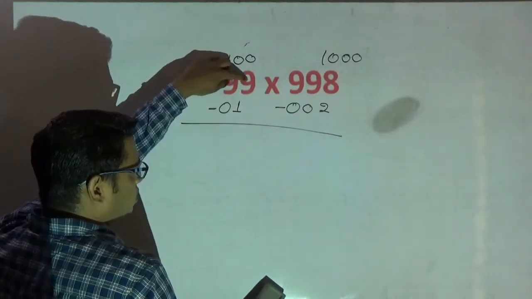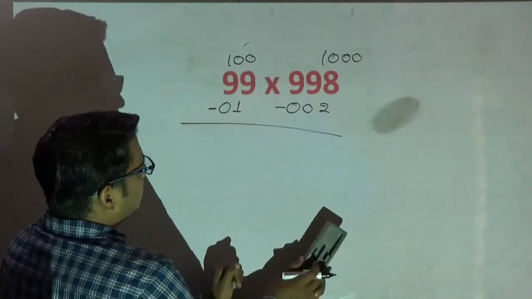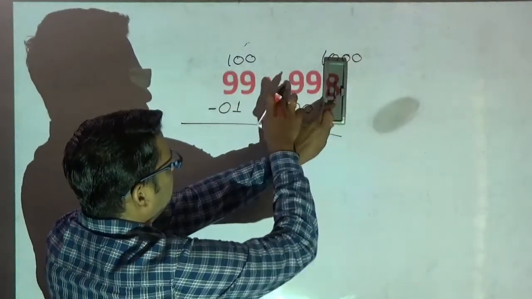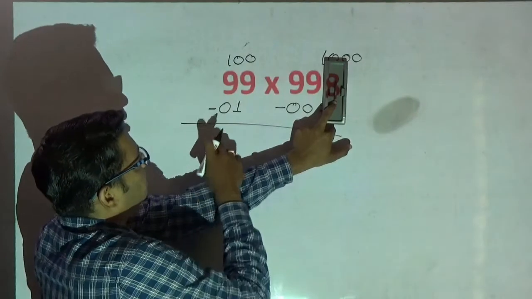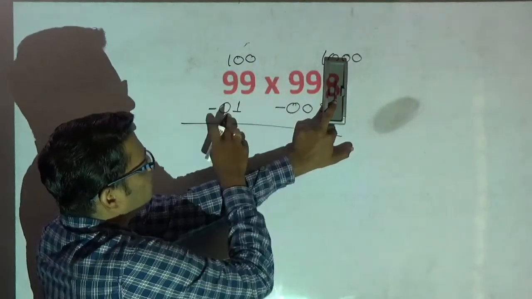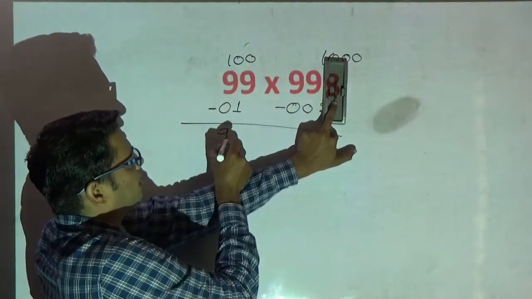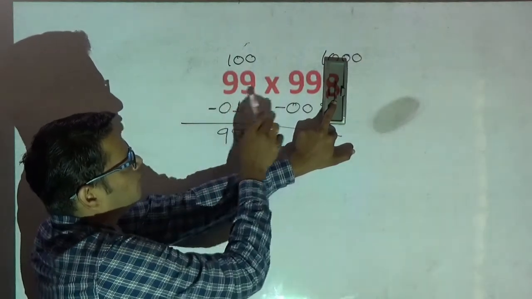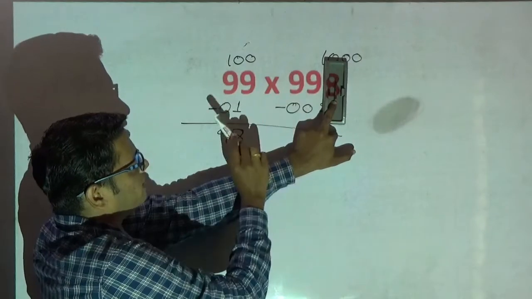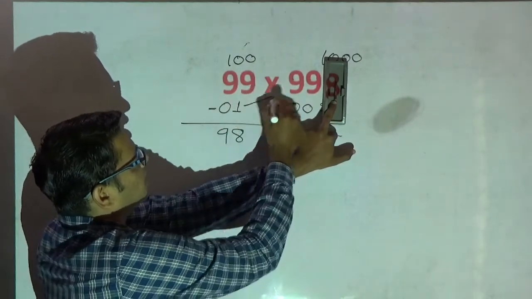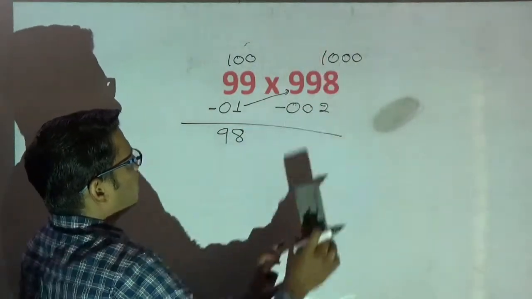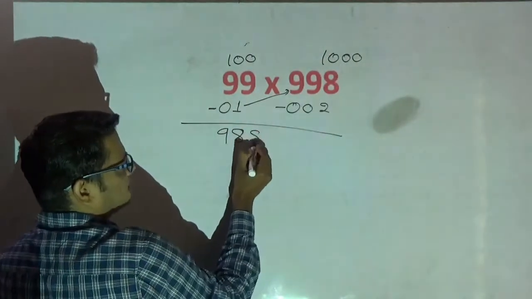99, how many digits? 2 digits. Therefore, for this number, count 2 digits from the right side. Now you apply this. 99 minus 1 is what? 98. Hope you understood. There are 2 digits, therefore from the right side I will see only 2 digits. Now you go for cross subtraction. 99 minus 1 is 98. Then you write this 8 as it is.